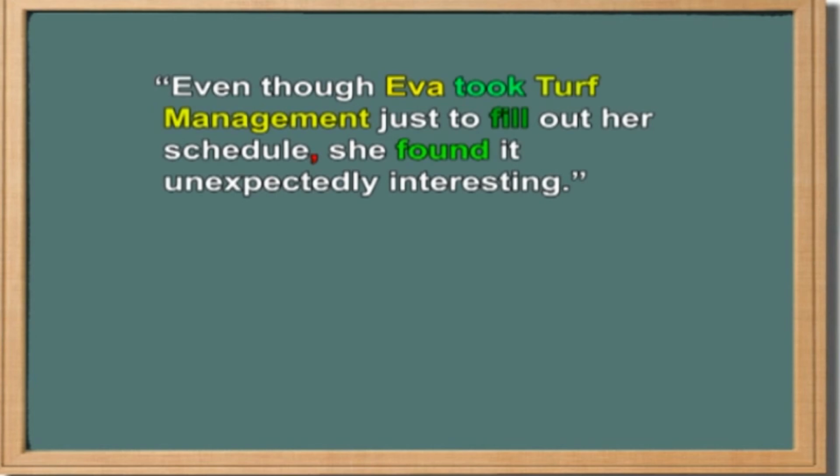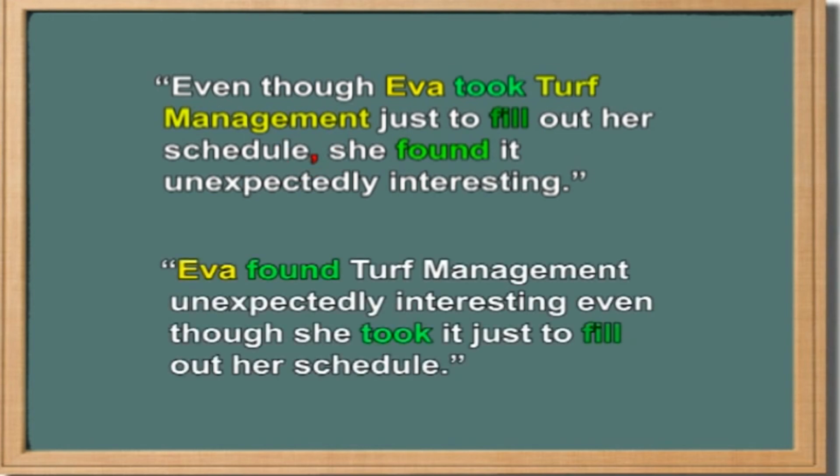Let us consider the sentence. Even though Eva took turf management just to fill out her schedule, she found it unexpectedly interesting. This sentence starts with a dependent clause, hence a comma is used. On the other hand, consider the statement, Eva found turf management unexpectedly interesting even though she took it just to fill out her schedule. This sentence begins with an independent clause, hence a comma is not used.